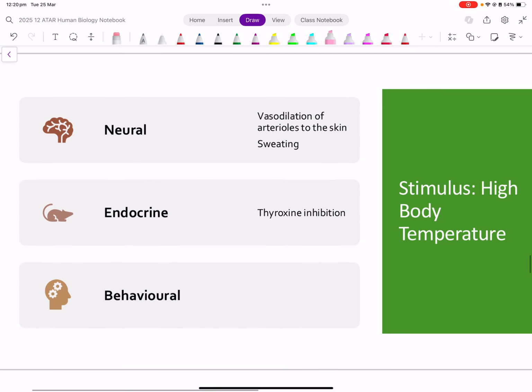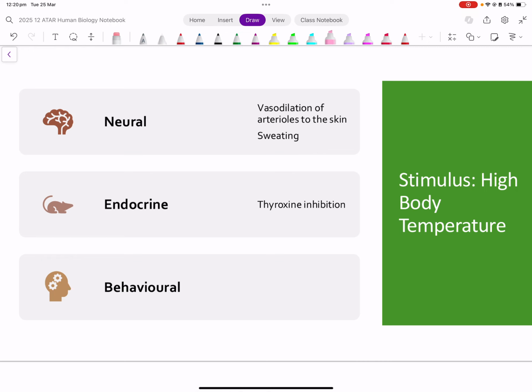What we're going to look at now is what happens when your body temperature gets too hot. So from a neural perspective, we can vasodilate our arterioles to the skin, we can sweat, and from an endocrine perspective, we can inhibit the release of thyroxine. From a behavioural perspective, same way that we spoke about what would happen when your body temperature decreases, when you get too warm, you could take excess layers of clothing off. You could find a cooler place to sit. Maybe if you're in the sun, you would go find some shade. You could ingest cool water and cool drinks and things like that to help bring your body temperature down.